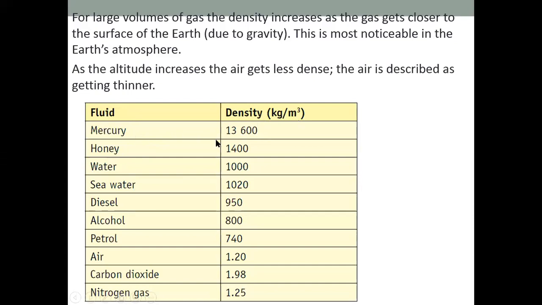These are some materials and their densities. As you see, mercury has 13,600 kilograms per meter cubed, honey 1,400, and water 1,000 kilograms per meter cubed. Just when the state of matter changes from liquid to gas, the density of the substance decreases. How? Look here. Alcohol is a liquid, right? It is 800 kilograms per meter cubed. But when you come to air, it is 1.20 kilograms per meter cubed. Carbon dioxide is 1.98, and nitrogen gas is 1.25. Why? Because they are gases, and the gas state has less density than the liquid state.